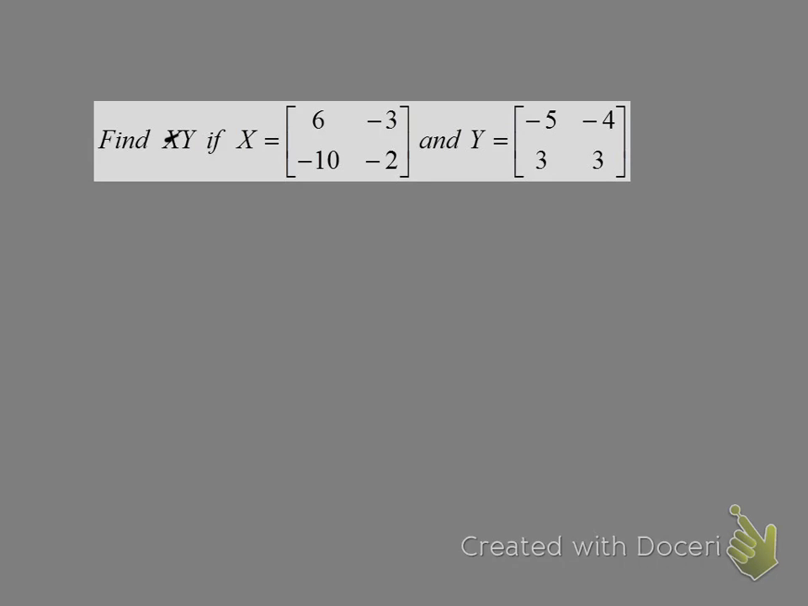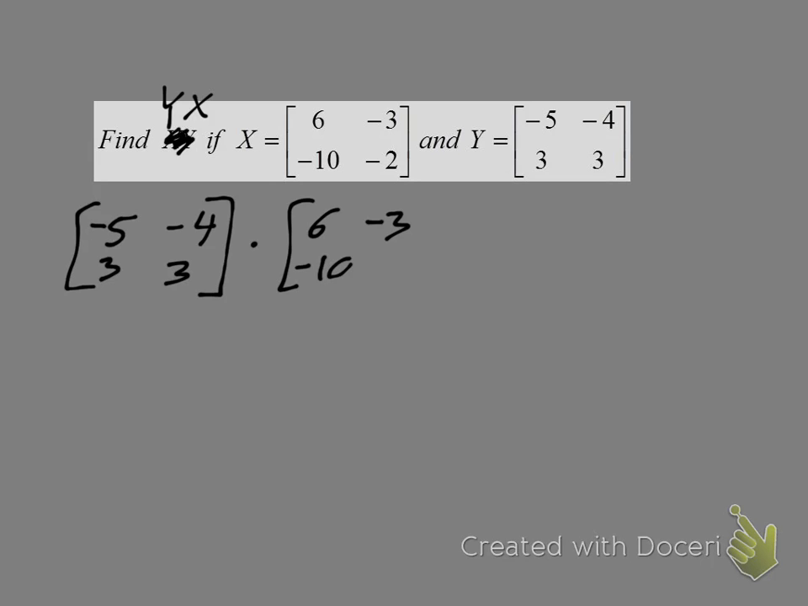Alright, same two matrices. This time, we're going to find y times x. So this is where you need to make sure you put them in the right order. So negative 5, negative 4, 3, 3 times 6, negative 3, negative 10, negative 2. Okay, so make sure you get them in the right order, all right?